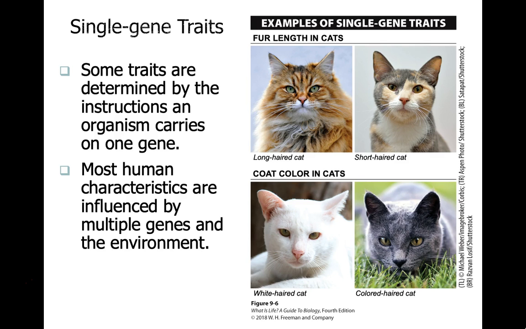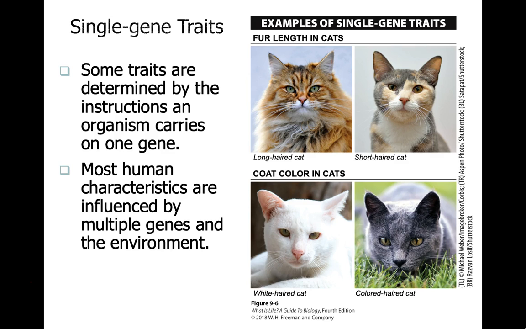So let's begin our discussion of heredity by looking at single gene traits. These are characteristics that are controlled by 1 gene. Now remember, each individual has 2 copies of this gene, and sometimes they're the same, sometimes they're different. But even if they're different versions, they're still coding for the same trait. So for example, we've got long hair and short hair. Fur length is controlled by 1 specific gene at 1 loci or locus, and then depending on the allele that they have, they're either long-haired or short-haired.